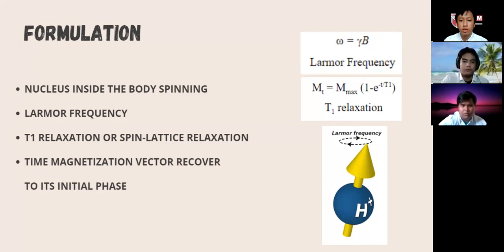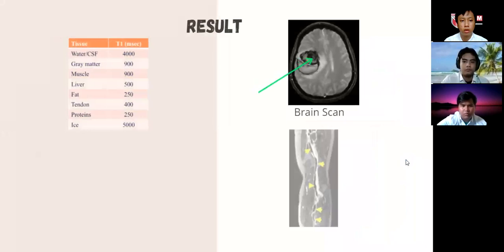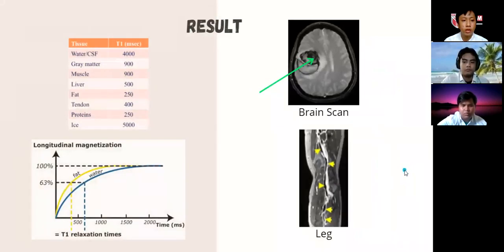Mt is the magnetization at the time t. Mmax is the maximum magnetization during the initial phase, and T1 itself is the T1 relaxation time. Moving to the next slide, we can see the result of our project.